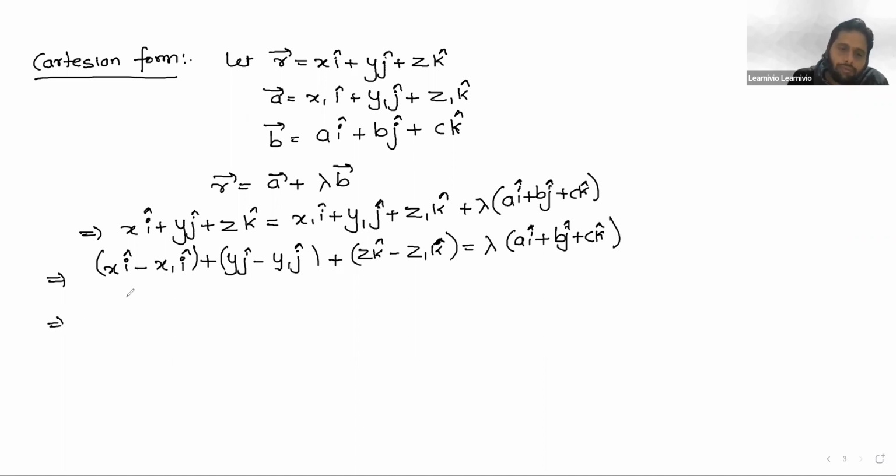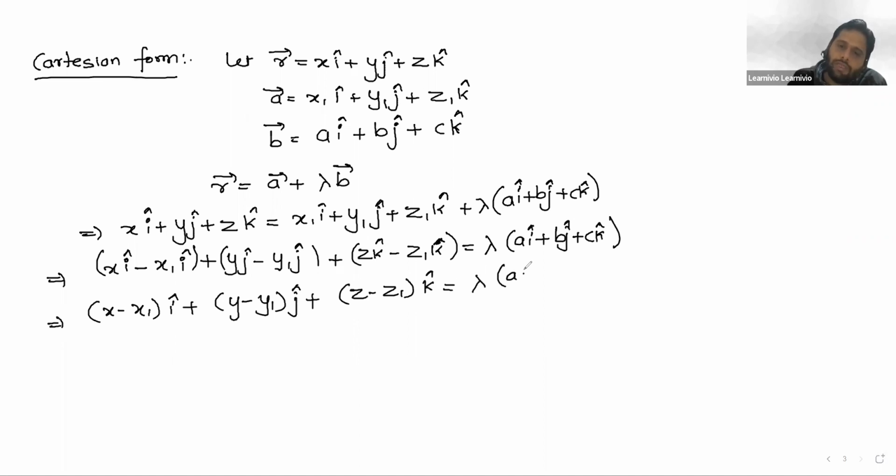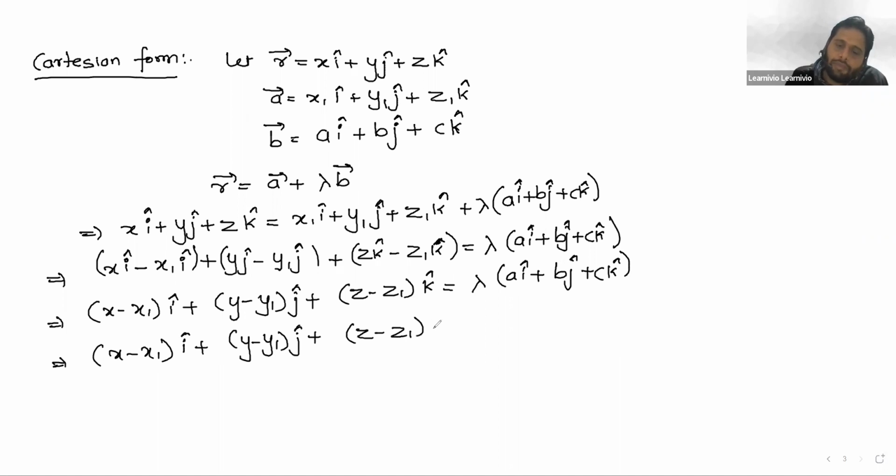Okay. Now here we can write (x minus x1) i cap plus (y minus y1) j cap plus (z minus z1) k cap, and this is equal to lambda times (a i cap plus b j cap plus c k cap). Now, open this bracket: we have (x minus x1) i cap plus (y minus y1) j cap plus (z minus z1) k cap. It is equal to lambda a i cap plus lambda b j cap plus lambda c k cap.